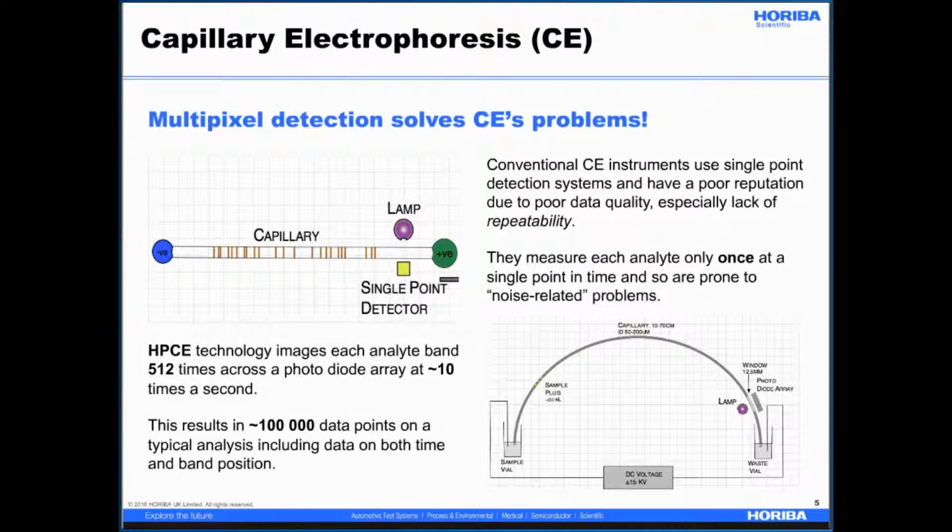Compare that to the schematic at the bottom, which is the HPCE 512. Here we have a photodiode array with 512 pixels, each one scanning at about 10 Hz. This results in hundreds of thousands of data points per analysis, which includes data on both time and band position.